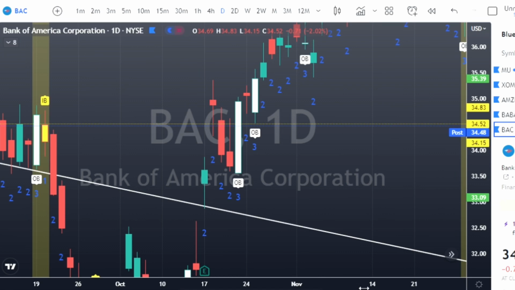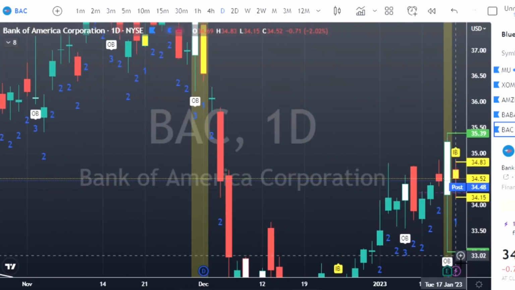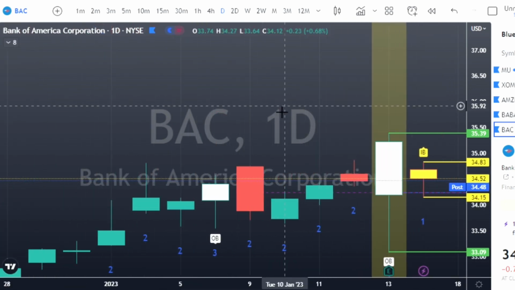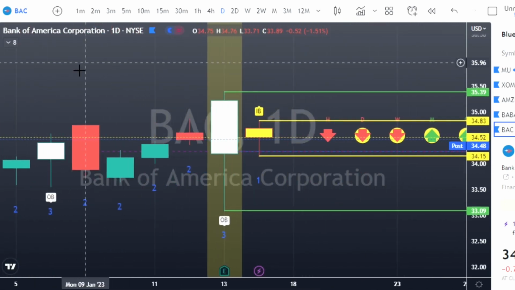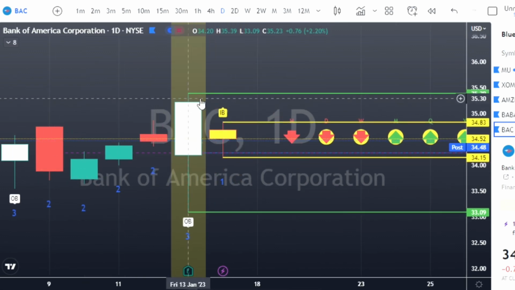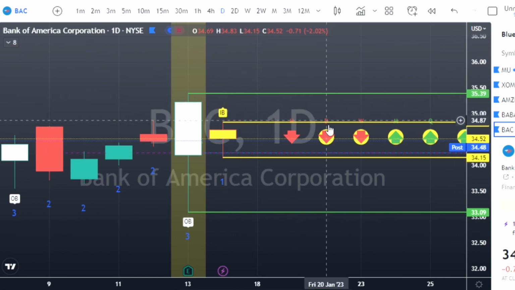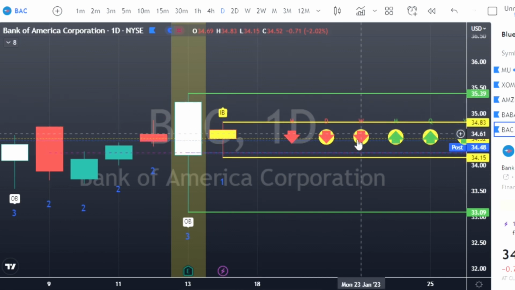So these don't happen very often. It's a very, very rare setup, a rare pattern. And when we get them, it's something that we should actually really look at and take notice of. And again, it's essentially just an inside bar, but it's preceded by an outside bar. So we're going to look for these big, big runs. We've got the targets marked out. We can look for calls at 34.83 or puts at 34.15.